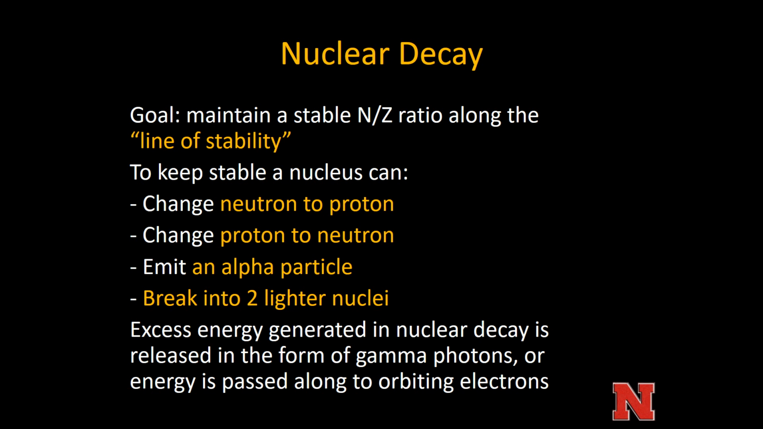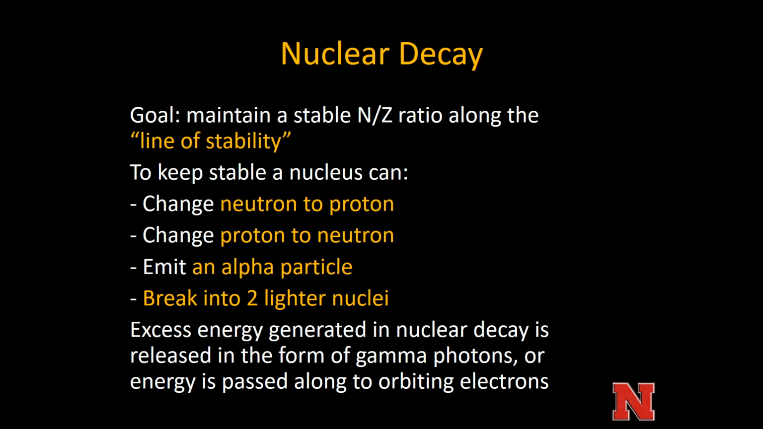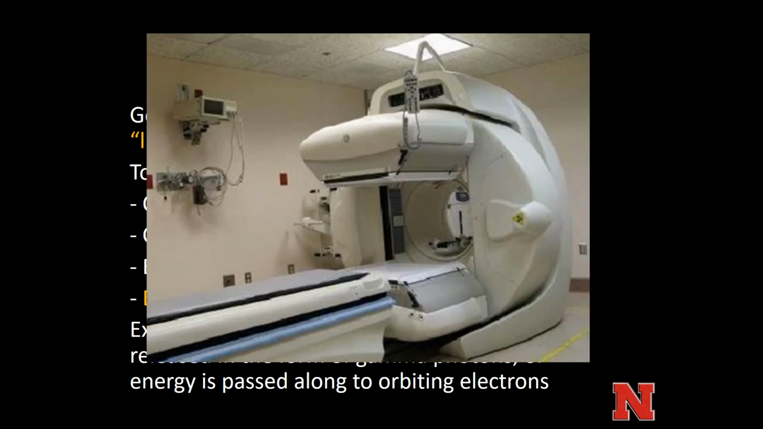Excess energy generated in these nuclear decay processes is released in the form of gamma photons. Gamma photons are especially important to nuclear medicine, or the energy is passed along to orbiting electrons. Why is that neat? Well, here's a picture of a gamma camera. If we put something that's decaying, and as part of that decay it's forming gamma photons, we can take pictures of that, see where they go, diagnose people with varying degrees of disease, and help get them treated and help all of humanity, save the world, that kind of stuff.